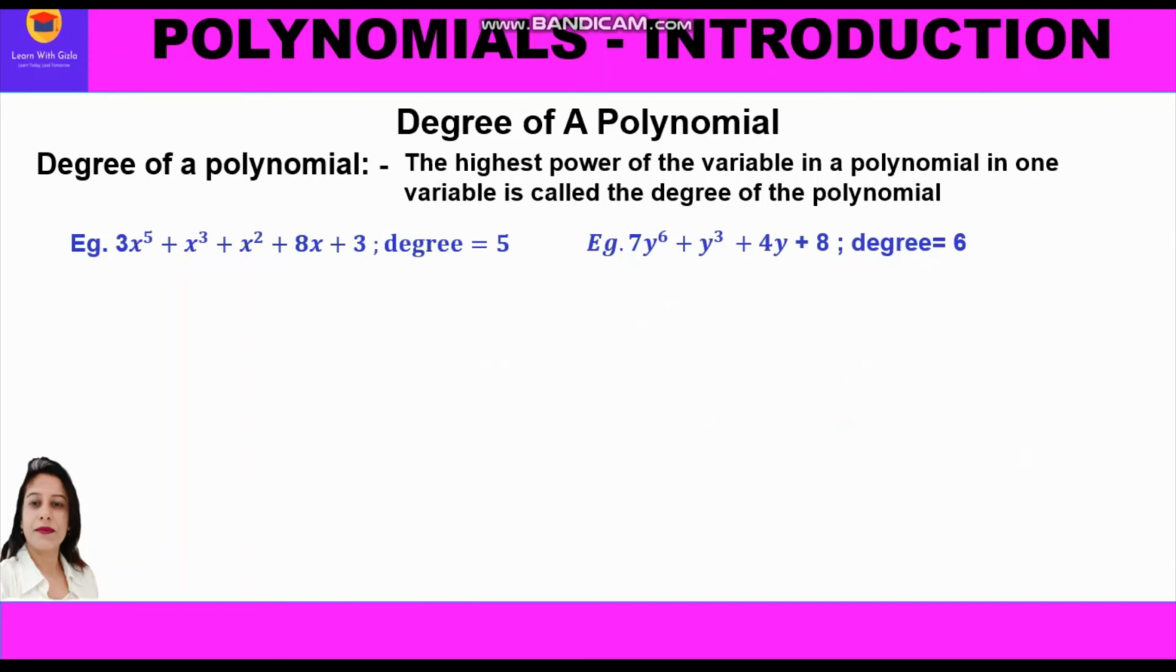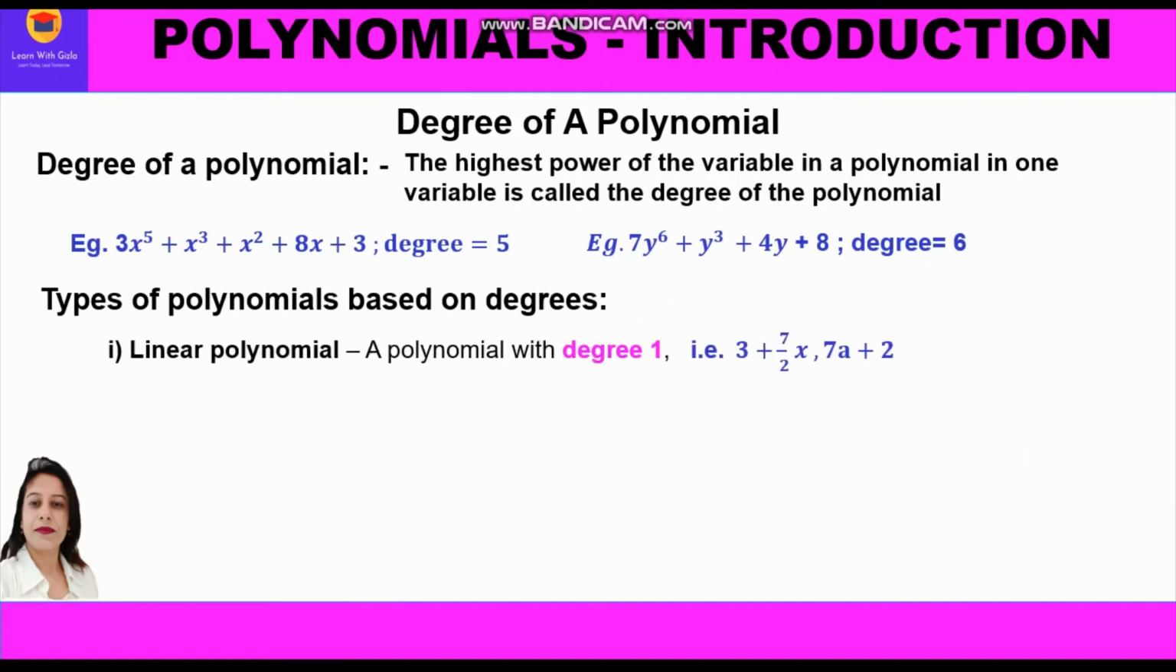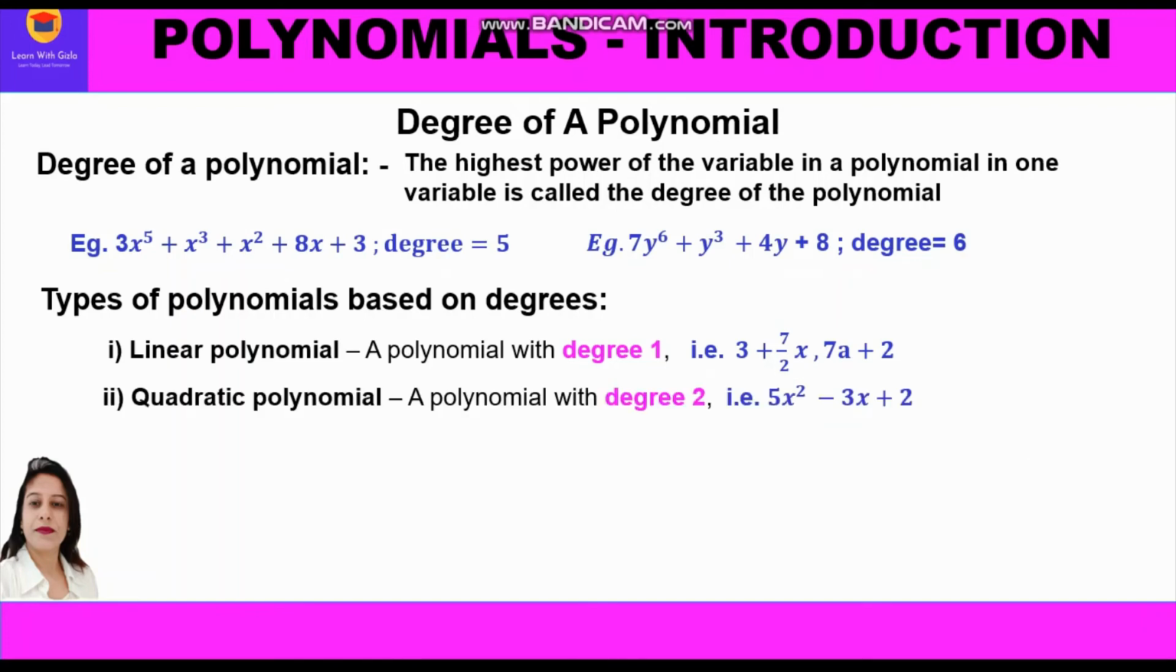Now based on degrees we can have different types of polynomials. The first one is linear polynomial, with degree 1. That means a polynomial having degree 1 is known as a linear polynomial. For example, we have 3 plus 7 by 2x or 7a plus 2. Over here the power of x and a is 1. Then we have quadratic polynomial, whose degree is 2. That means a polynomial having degree 2 is called a quadratic polynomial. For example, 5x square minus 3x plus 2. Over here the power of x is 2.